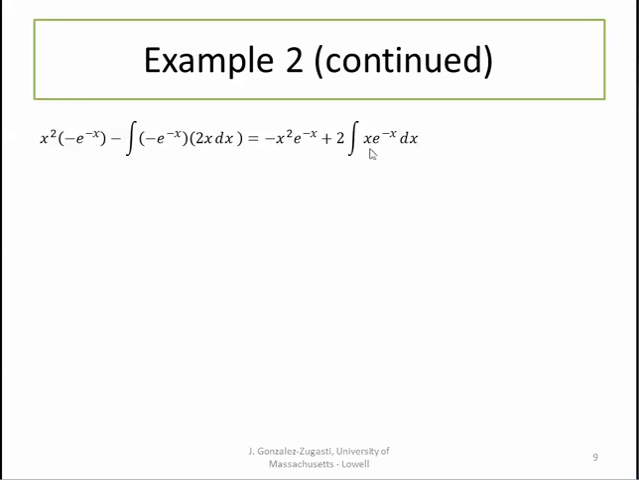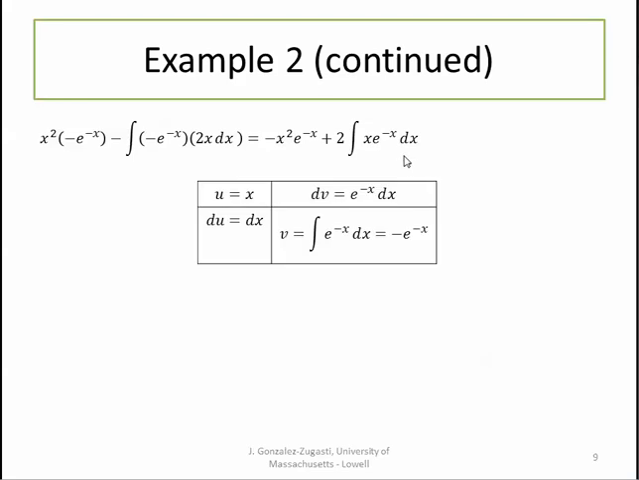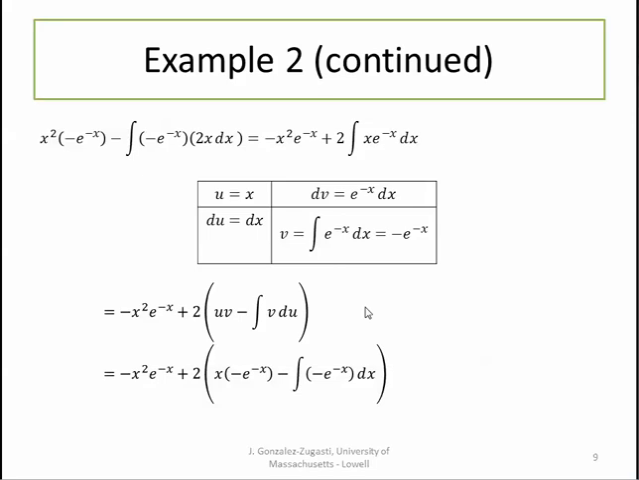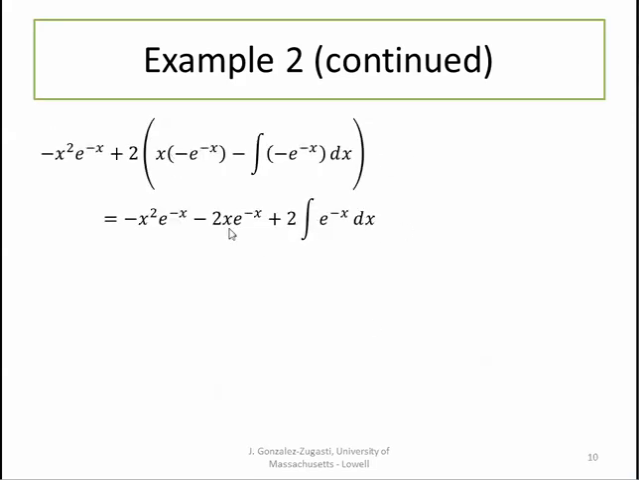Now, to integrate this integral right here, we're going to need to use integration by parts again. And again, this is very similar to example 1. We will choose u to be equal to x, dv to be equal to e to the minus x dx, and then we go ahead and find du and v. We say, okay, what we're trying to find is equal to this. I plug in my values for u, v, and du to get this equation here. So now, if we just simplify it a little bit, it is equal to this.